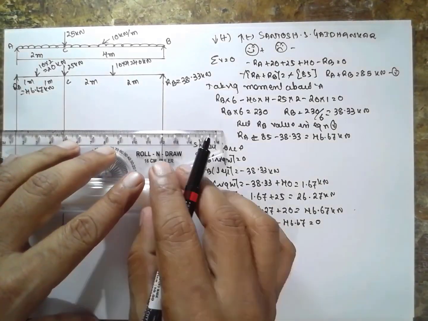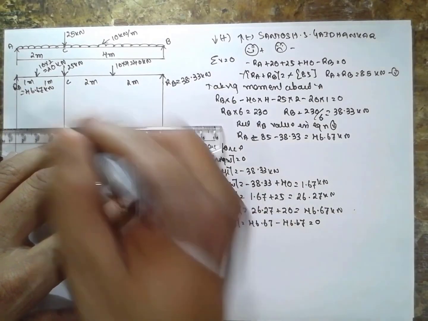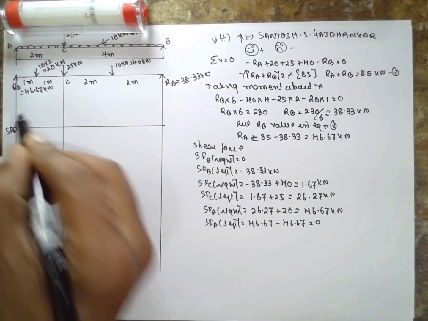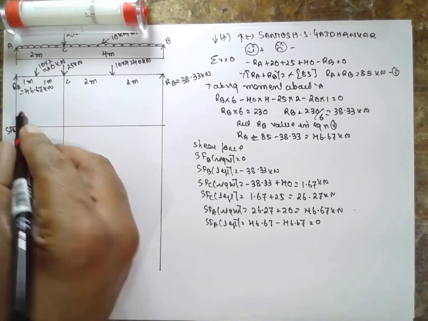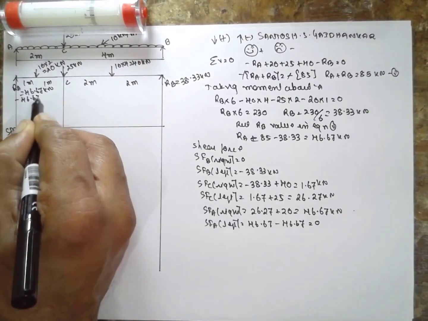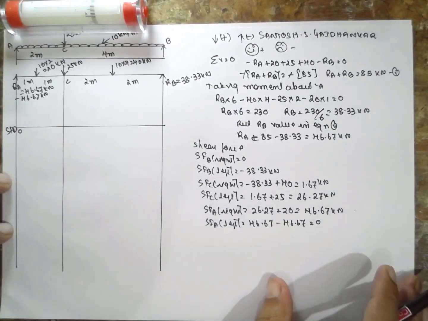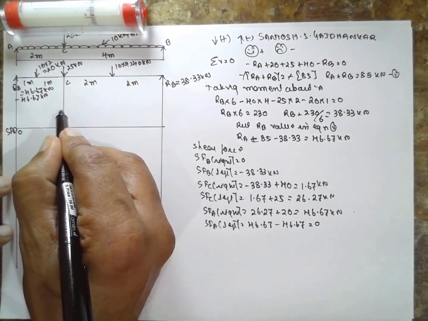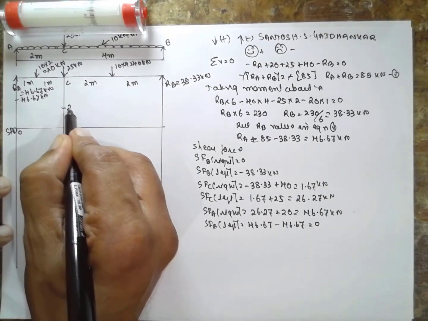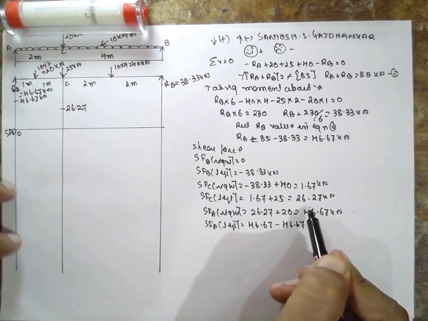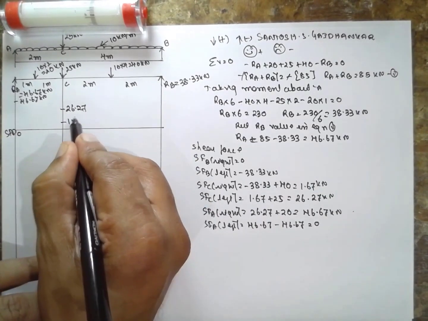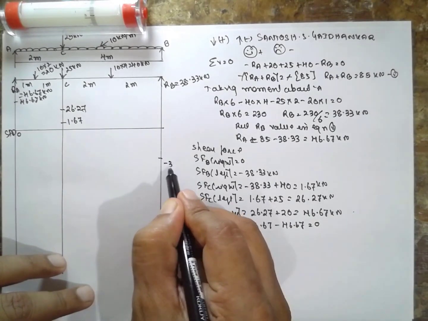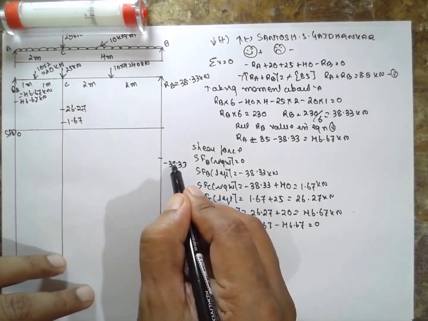Now draw the shear force diagram here. Above the axis is considered positive. First it is 0 at A, next is 46.67 kilonewton positive. Again at C it is 26.67. Again at C it is 1.67. At B it is minus 38.33, and then 0.